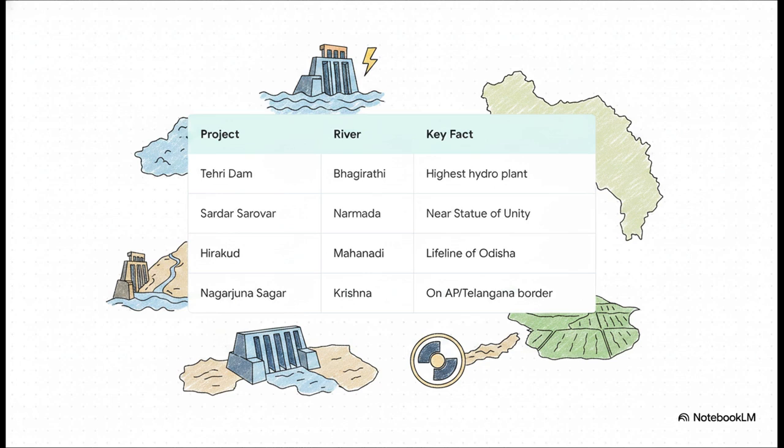Over in the east, the colossal Hirakud Dam sits on the Mahanadi River, acting as the absolute lifeline for the state of Odisha. And down south, you've got the Nagarjuna Sagar Dam, capturing the immense power of the Krishna River, right on the border of Andhra Pradesh and Telangana.